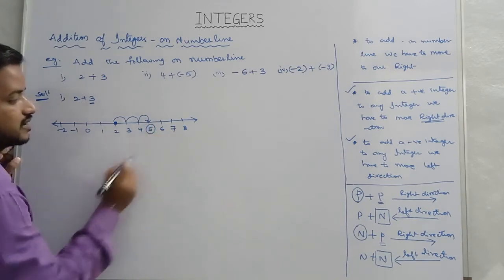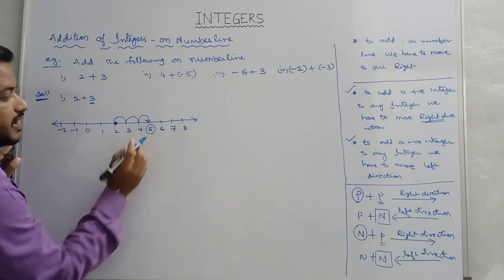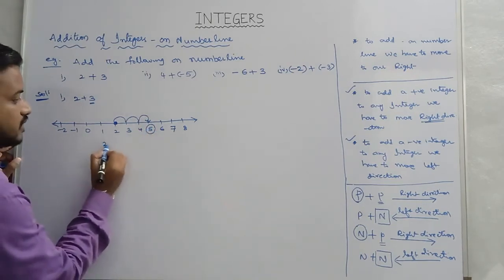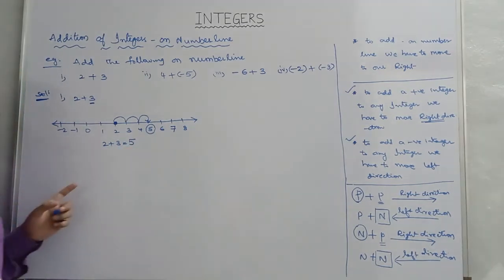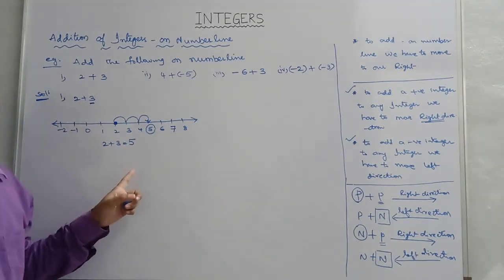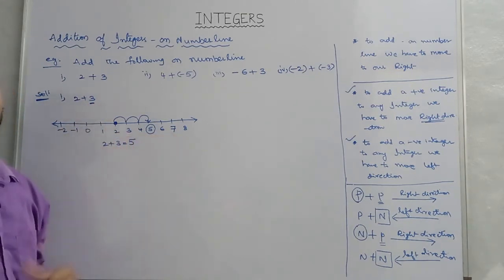Okay. Now what is the result? We reached the integer. The position is 5. So that we can write 2 plus 3 is equals to 5. This is the result on number line. In this way we have to perform the addition.